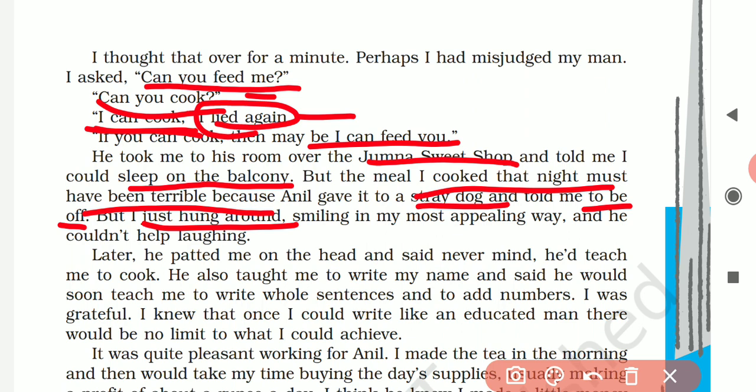Smiling in my most appealing way, giving a smile. The young boy is 10 years younger to Anil, and Anil is just like his elder brother, right? So he just gave him a smile, an appealing smile, a very pleasant smile. Appealing smile means a very pleasant smile, जो कि देखने के बाद आपका दिल खुश हो जाएगा. Such a beautiful smile was given by this young boy, and he could not help laughing. Then Anil started laughing. Anil got to know that this boy doesn't know how to cook. He's too young to cook for me. And now he started laughing, and he took it in a very light way.